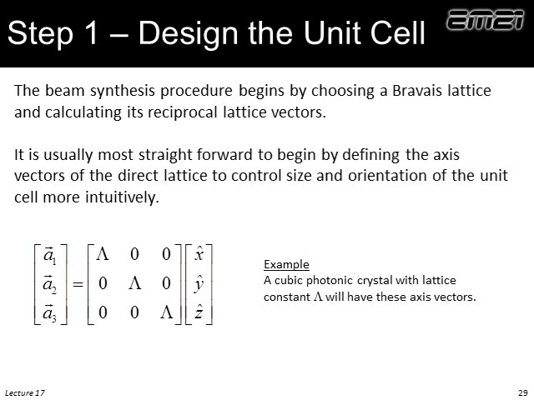Step 1, let's design the unit cell. And here's one of the only applications where I actually like to use the axis vectors. These are not the translation vectors, these are the axis vectors, and they point along the perimeter of the conventional unit cell. So if I want something with cubic symmetry, then I would want the first axis vector to be lattice spacing in the x direction, the second one to be the lattice spacing in the y direction, and the third one to be lattice spacing in the z direction. This would make a cubic photonic crystal.